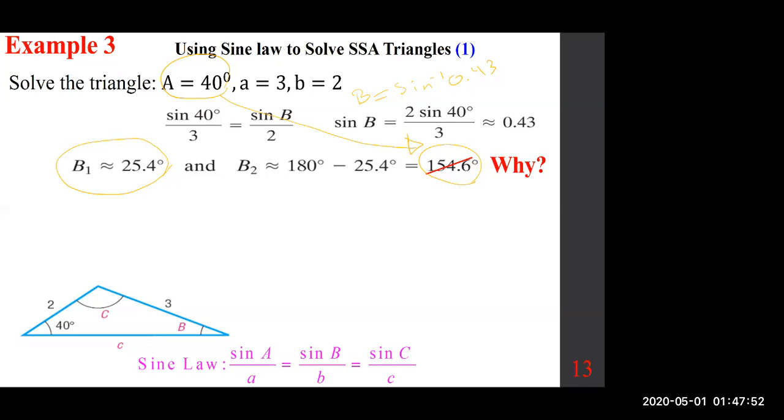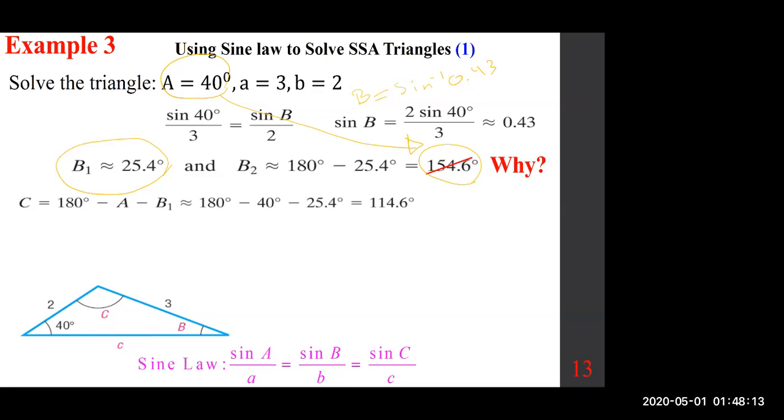And so now the only one that we have to work with is the first one. So one angle is 40 degrees, one is 25.4 degrees. You can easily find the third one: 180 minus the sum of the two. So that's easy to find.